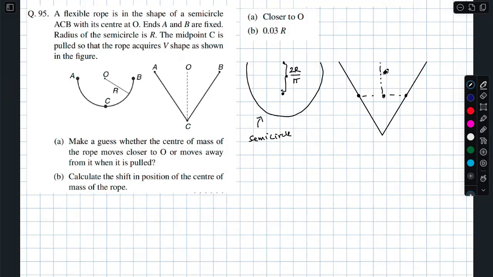Now the question is, what is AC? See, obviously AC plus CB is pi r. AC obviously will be pi r/2. Right. V shape. Right. Now let us assume that this is at some depth h.